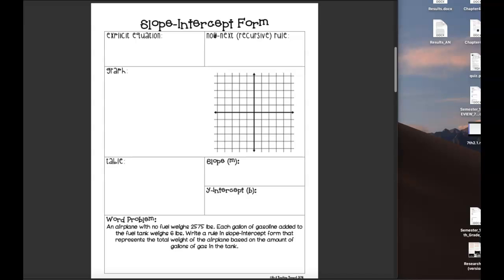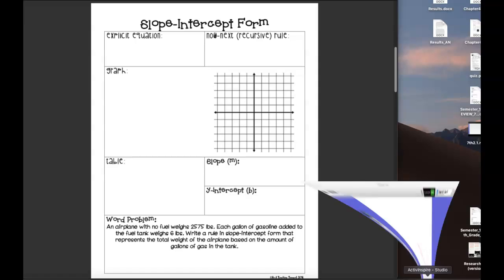Yeah. Lucas, what's one thing you're given in slope-intercept form? Take the easy one. What are you given? The slope. And what's the other thing you're given? Ellie? The y-intercept. Okay? So in slope-intercept form, you're given the slope and the y-intercept.